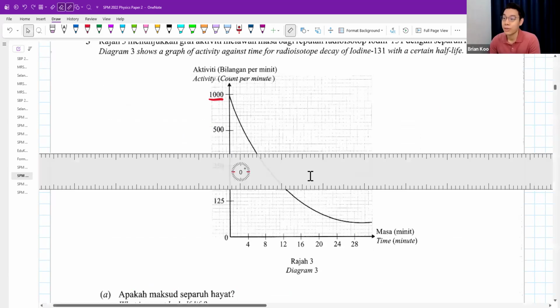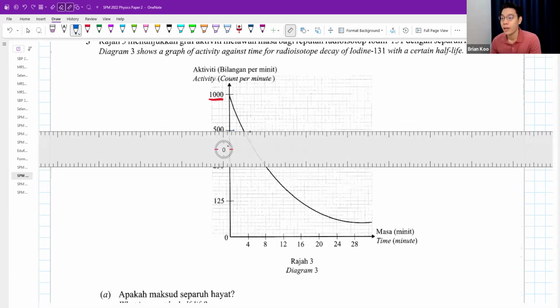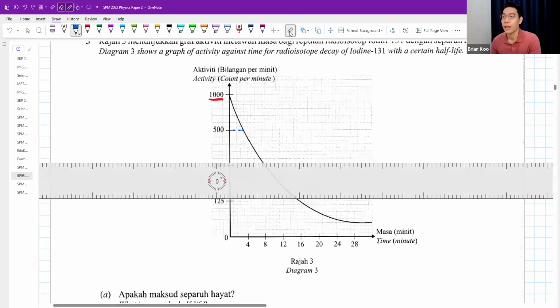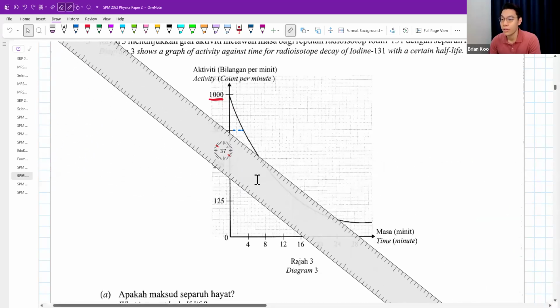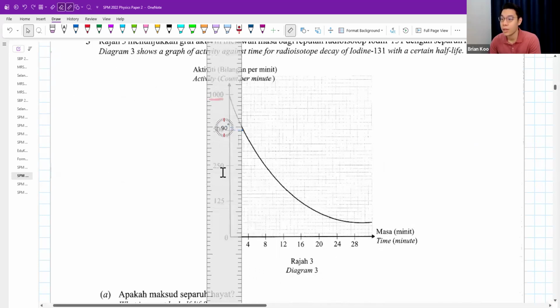You take your ruler, you put 500, and then you draw down. You should get, I think, 4 minutes. I think it's exactly 4 minutes. Sorry, not 4 minutes. Sorry, I saw wrongly.